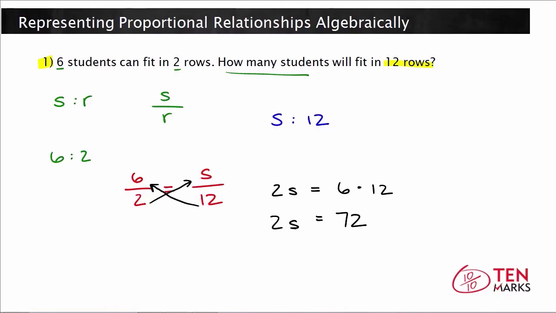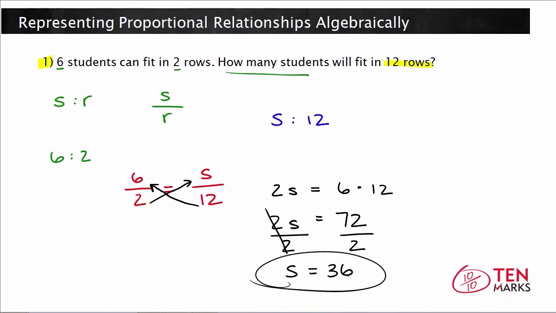Now we want to divide both sides by 2. So when we divide the left and divide the right by 2, dividing the left by 2, the 2's cancel out, and you're left with S. S equals 36. And putting this back into the context of the problem, this means that 36 students will fit in 12 rows.